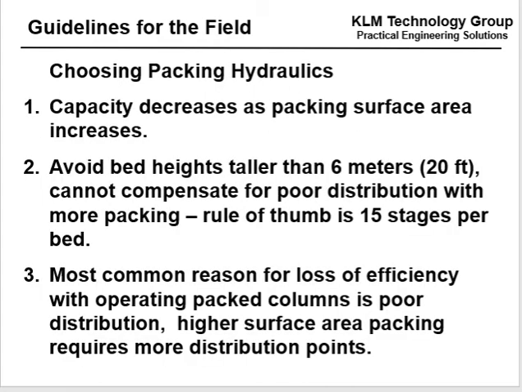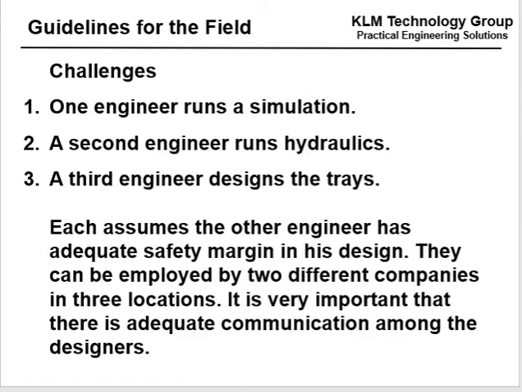Choosing packing hydraulics. Capacity decreases as packing surface area increases. Avoid bed heights that are higher than 6 meters, 20 feet. A rule of thumb is about 15 stages max per bed. The most common reason for loss of efficiency with operating packed columns is poor distribution. Higher surface area packing requires more distribution points. And we talk about this in the chapter on packing hydraulics.